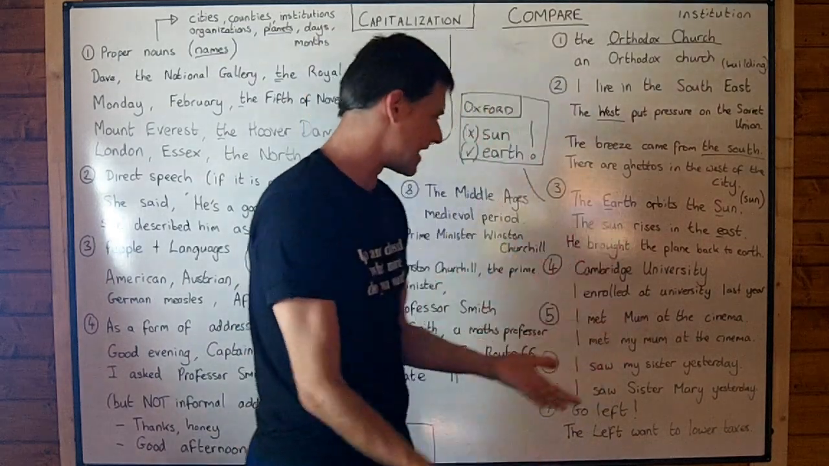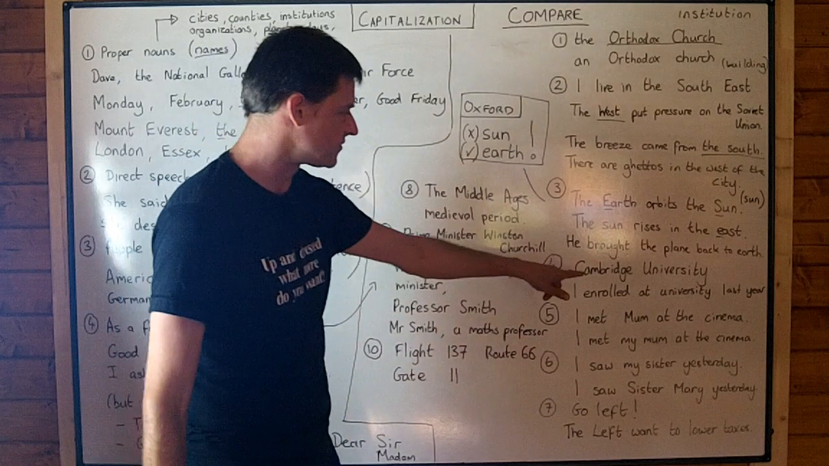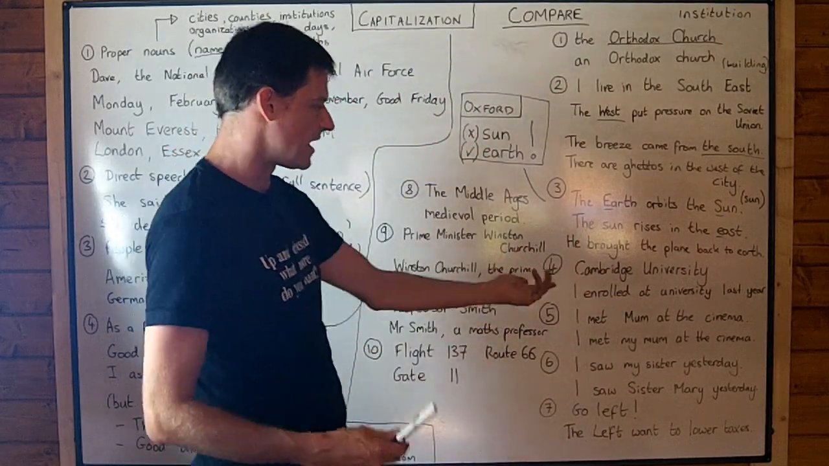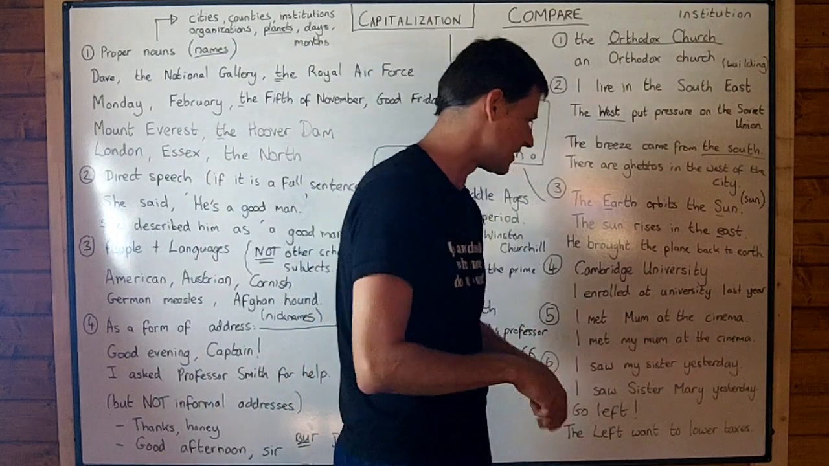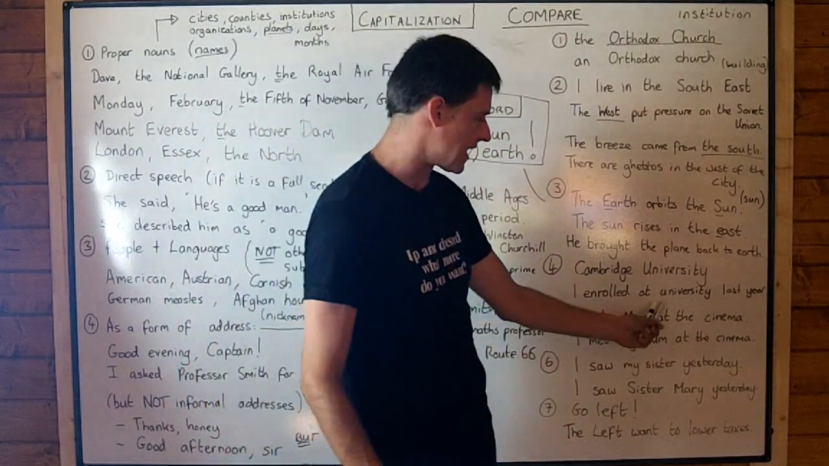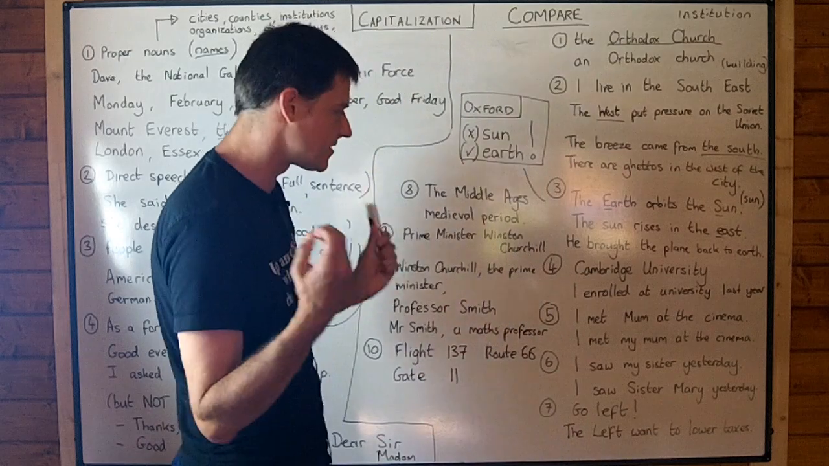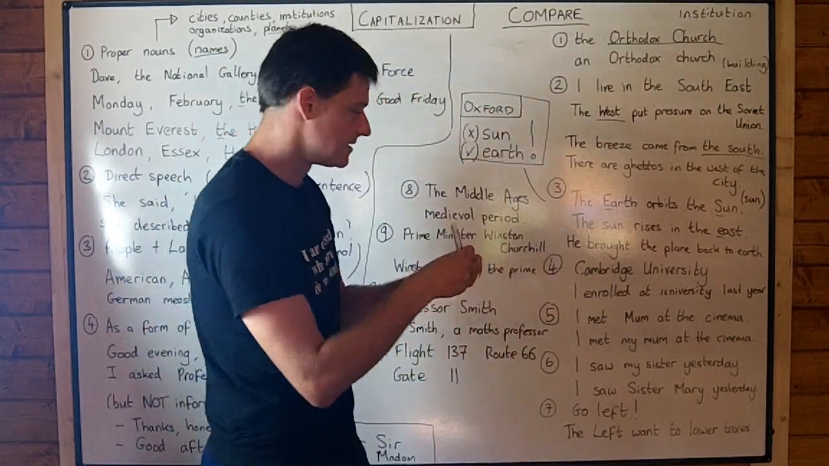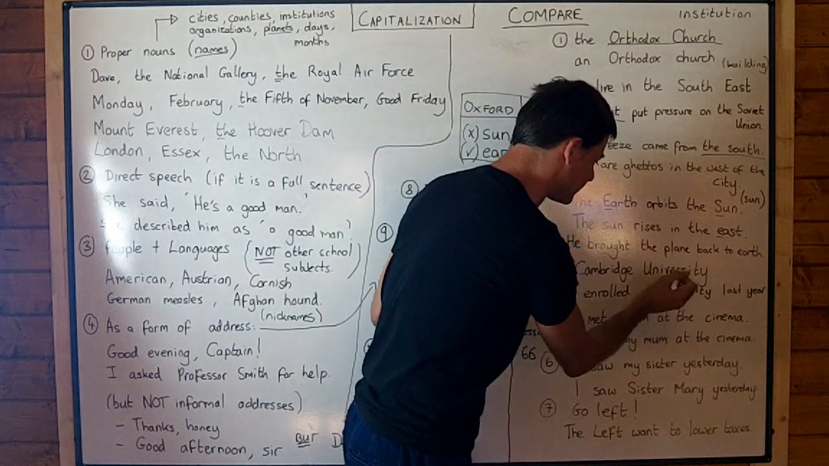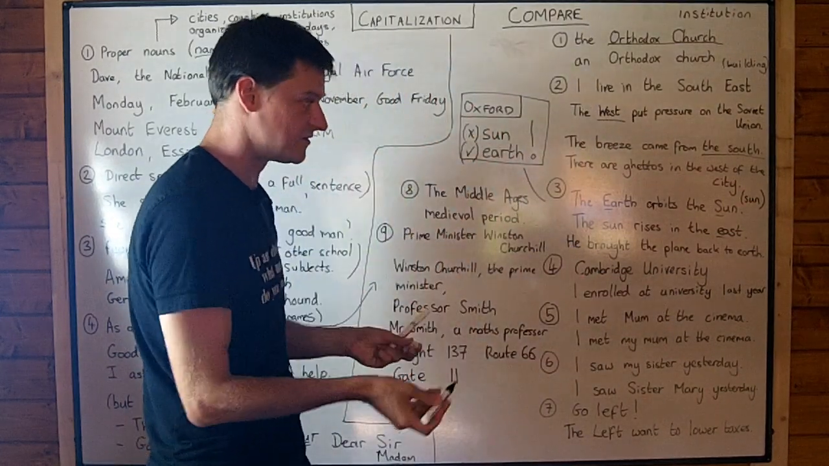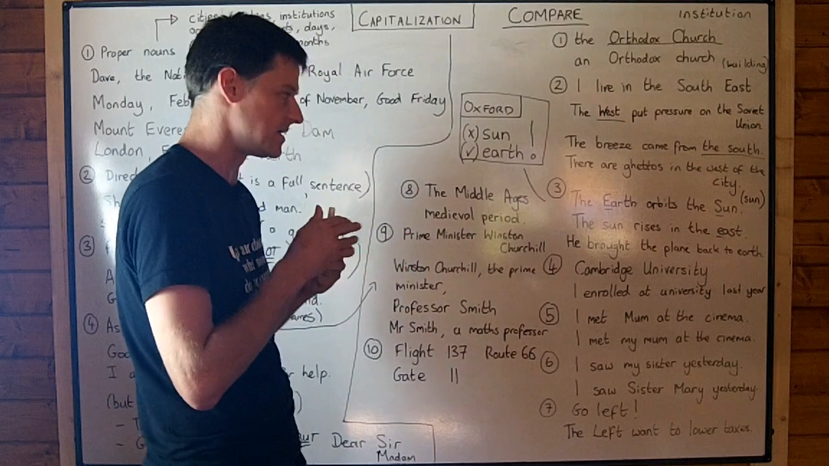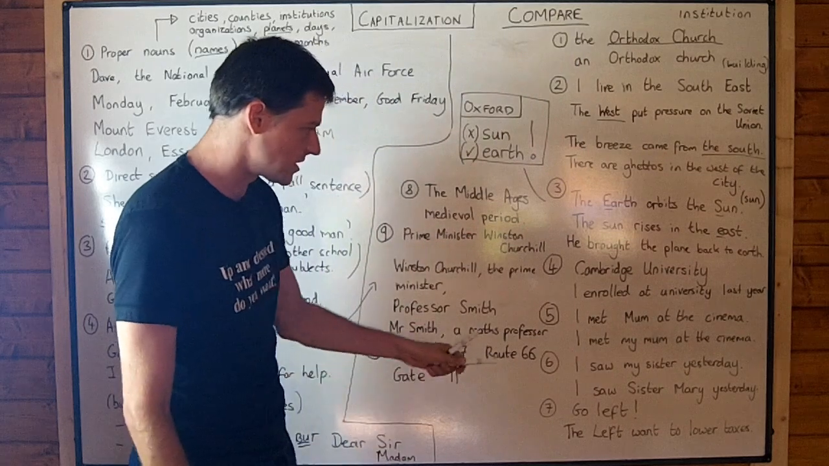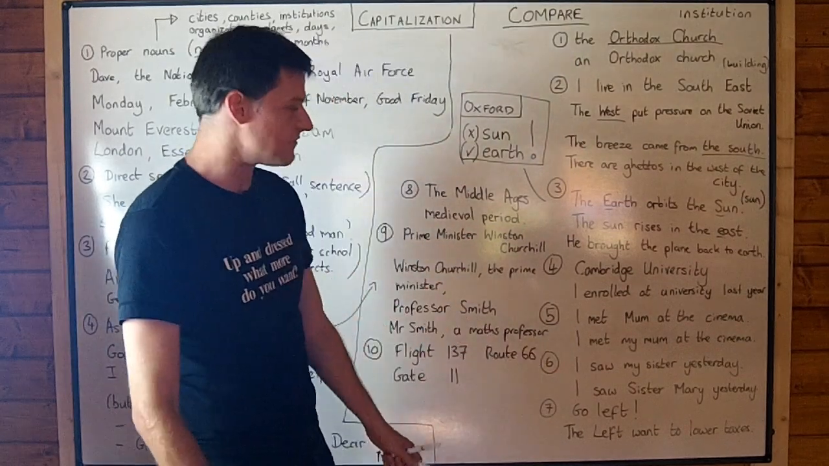Okay, let's come on to Cambridge University. Cambridge University is a name. It's the name of the university, so big C, big U, capital letters. But if you want to just say I enrolled at university last year, please don't use a capital letter for university. It's completely unnecessary. You mean the building rather than a particular institution. You're not using the name of the institution anyway, so you don't need a capital letter, only for the name of the institution, just like the Orthodox Church. And the same for number 5, really.